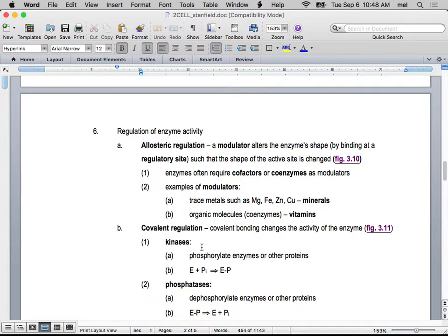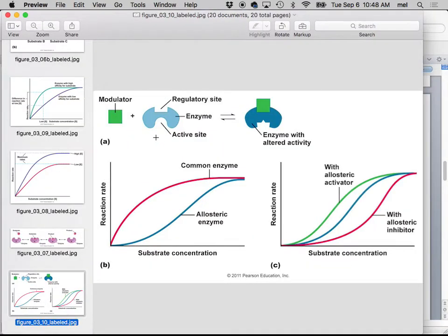Allosteric implies shape. And so what happens here is just like this example. So here's an enzyme with an active site, right? And I have a modulator. A lot of times they call it a ligand. It's just a general term for something that binds loosely and reversibly to not the active site, but the regulatory site, okay? If it bound to the active site, it would be one of the substrates and not actually a modulator. So what's going to happen is the modulator binds to the regulatory site, and notice what it does.